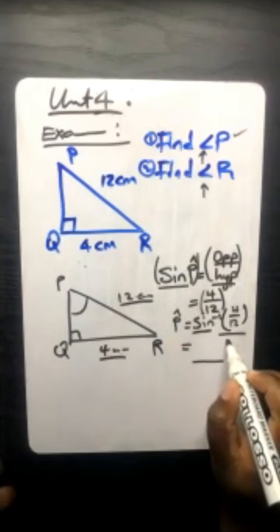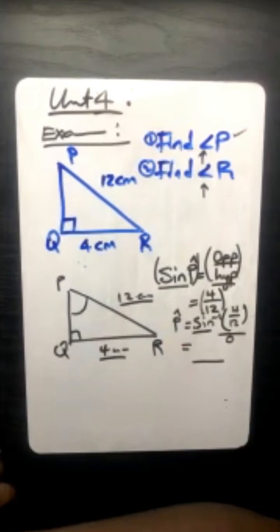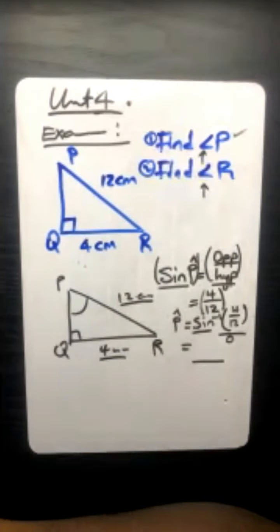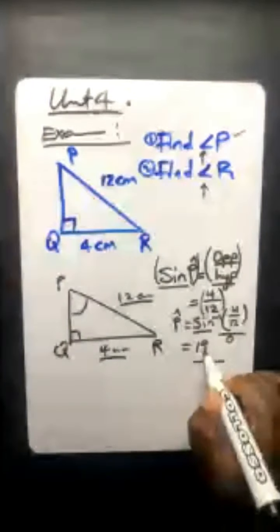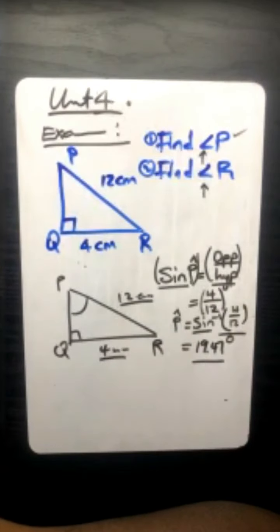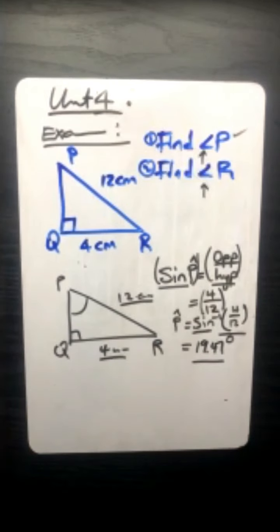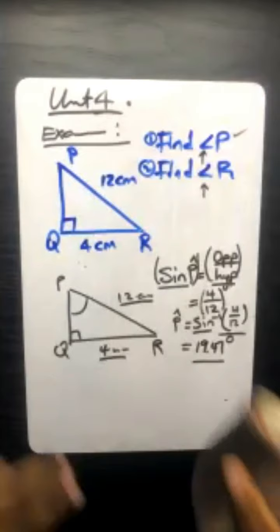So that means it has to be in degrees. So what is that angle, guys? 19,47 degrees. So it's getting 19,47 degrees. Did we all get the same angle? Yes, sir. Okay, so I'm giving you homework number 2.